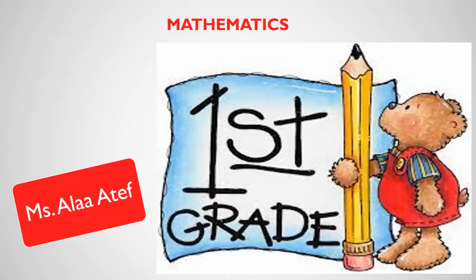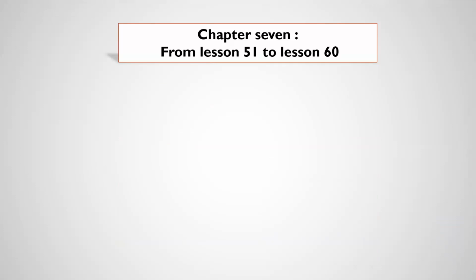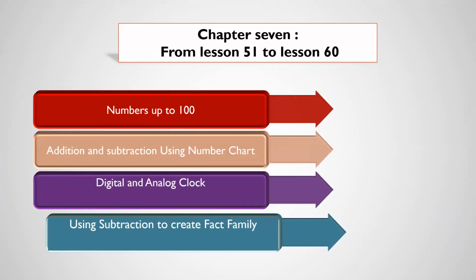This session we are going to complete the revision of grade 1 and today we are going to revise chapter 7. So let's see together what are the important lessons that we studied in this chapter. We have the numbers up to 100. Then we are going to remember together how can we make addition or subtraction using the number chart. Then we are going to take how can we tell the time using the digital or the analog clock. And the last part was talking about using subtraction to create fact family.